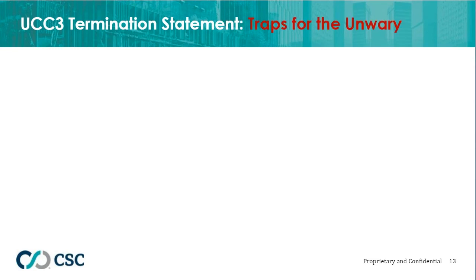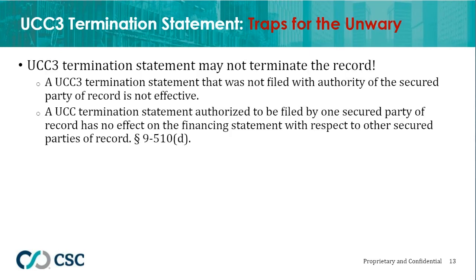And that creates some traps for the unwary here, because a UCC3 termination statement may not terminate the record. If it wasn't authorized by the secured party of record, it's not effective. Simple as that. The filing office will file it because they play no role in determining effectiveness. Their job is to file the record so that it's there, and that when somebody conducts a search, it's there for them to examine.